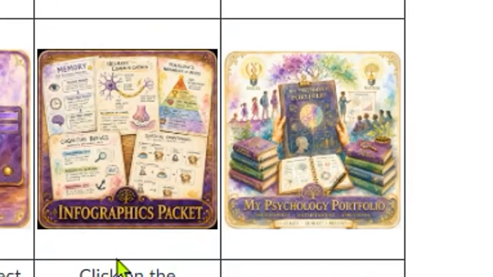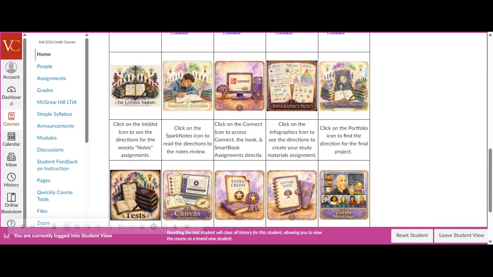Next icon is the infographic. And once again, this is just directions. You won't do this for a while because you'll only do the infographics on the weeks you have a test. What you're going to do is create some study material, and there's some directions on how to do it, how to turn it in, what it should look like, and you can look at it when it's time to do that. You're going to make 4 of these infographic packets.